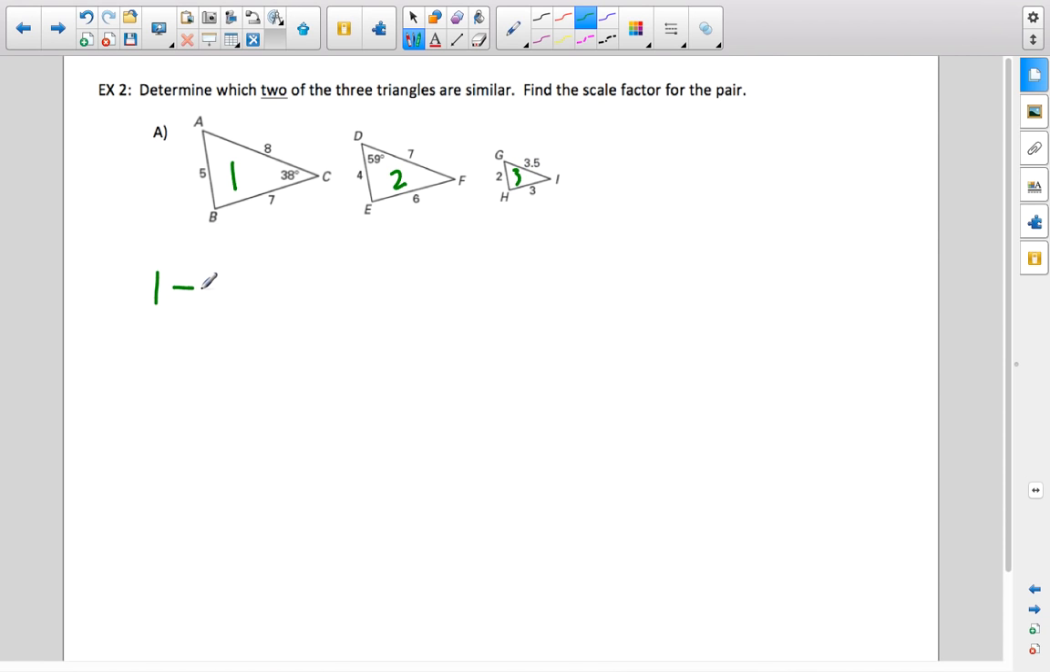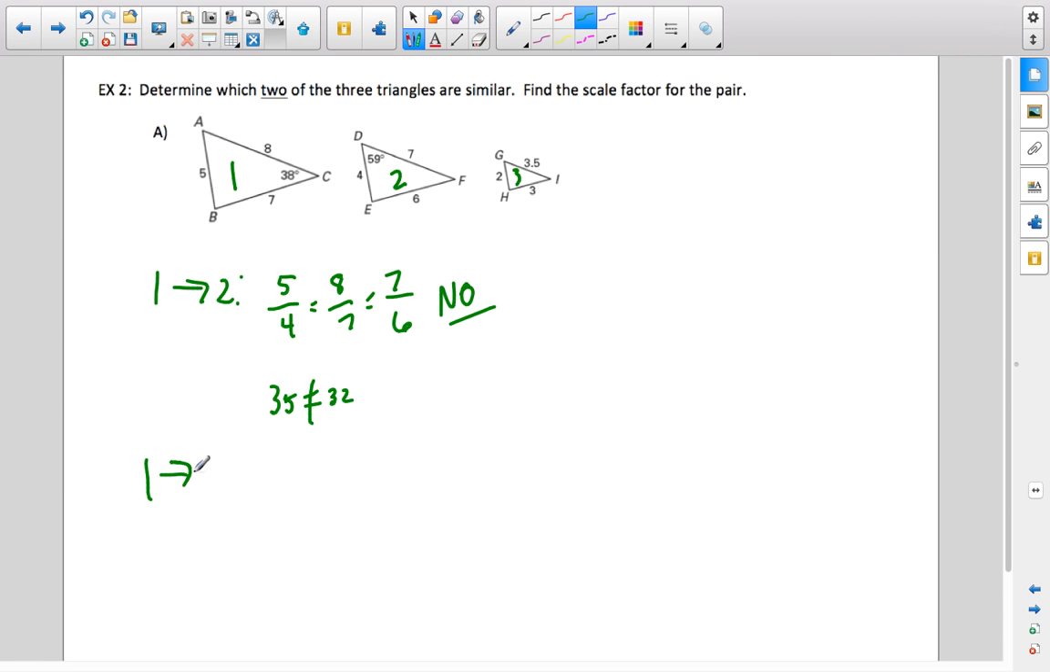So first let's compare triangle 1 to triangle 2. I have to compare the sides. So 5 over 4, those look like they go together, equals 8 over 7. And does that equal 7 over 6? What I did was I checked the small side over the small side, the largest side over the largest side, the medium over the medium. So when I cross multiply, 5 times 7 is 35. Does that equal 4 times 8, which is 32? Nope. So this is a no-go. 1 and 2 are not similar.